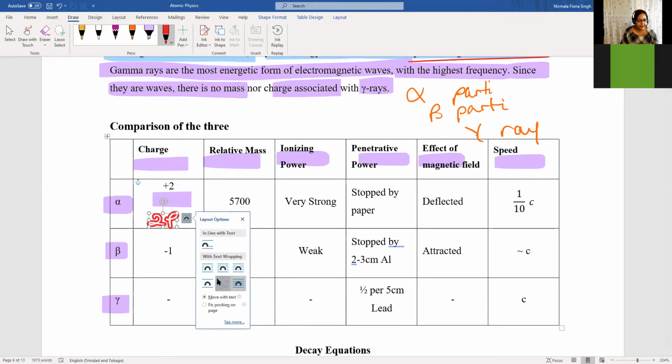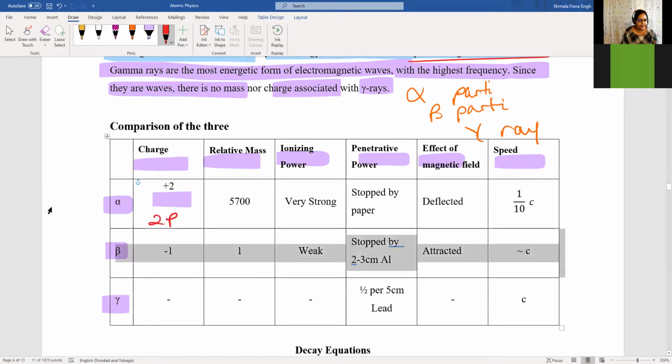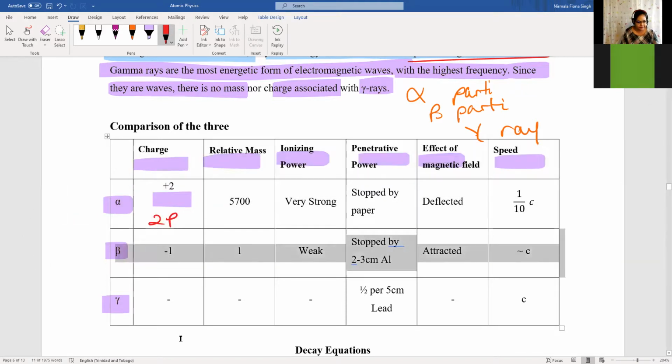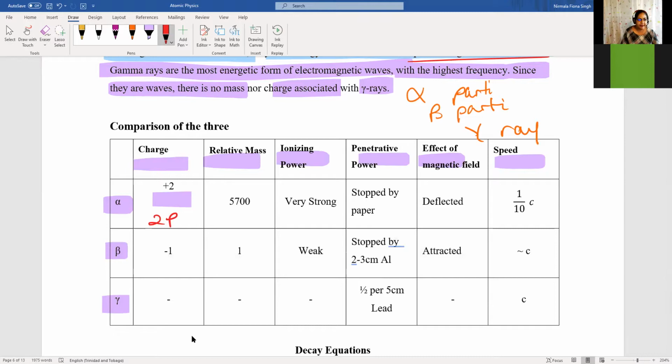All right, then we have the relative mass. The relative mass of an alpha particle is 4 times that of a proton. So basically it's going to be 2 protons plus 2 neutrons. So it's 7,300 times heavier than an electron. This is what we talk about as relative mass to an electron.